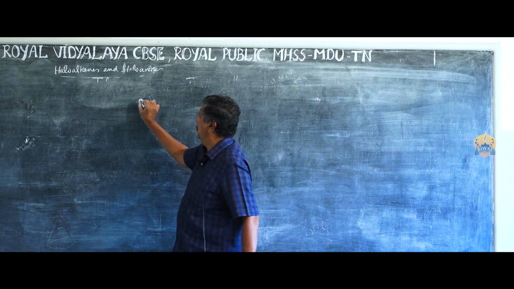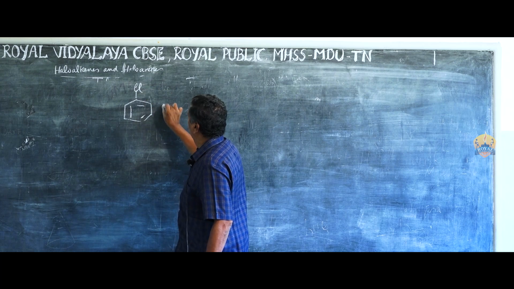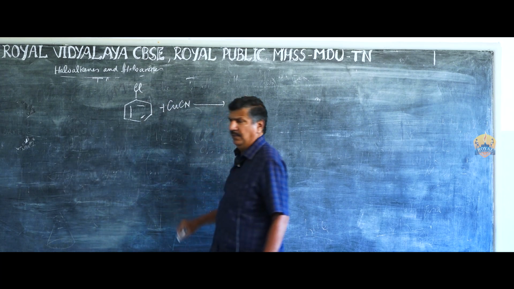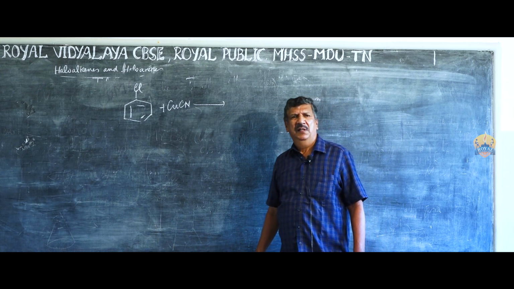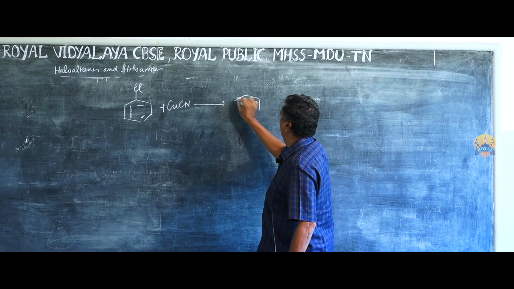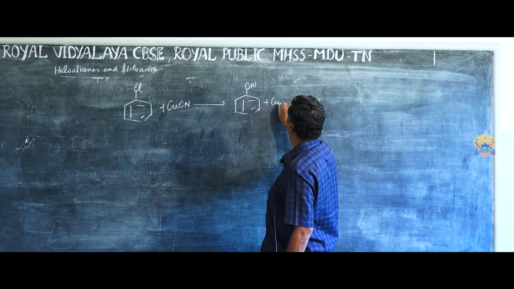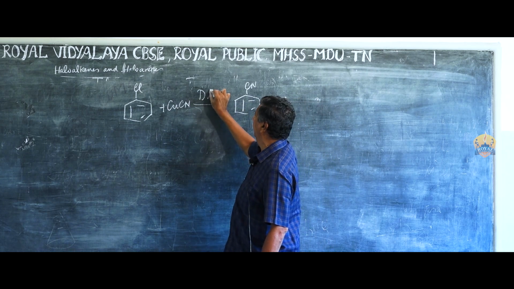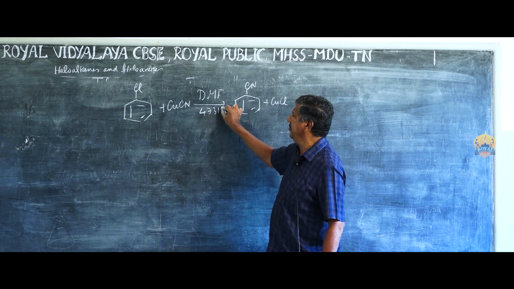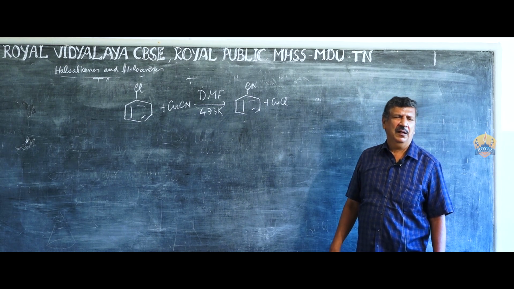Next one is with cuprous cyanide. The answer is very easy. You see, CN enters. But the reaction is difficult, so they use some conditions, DMF with some temperature, that's all. The product is cyanobenzene or phenyl cyanide.